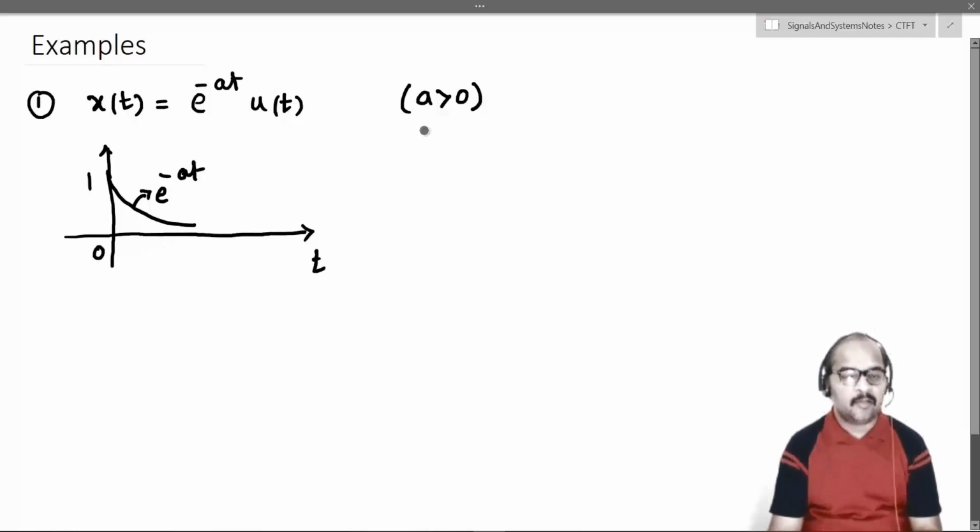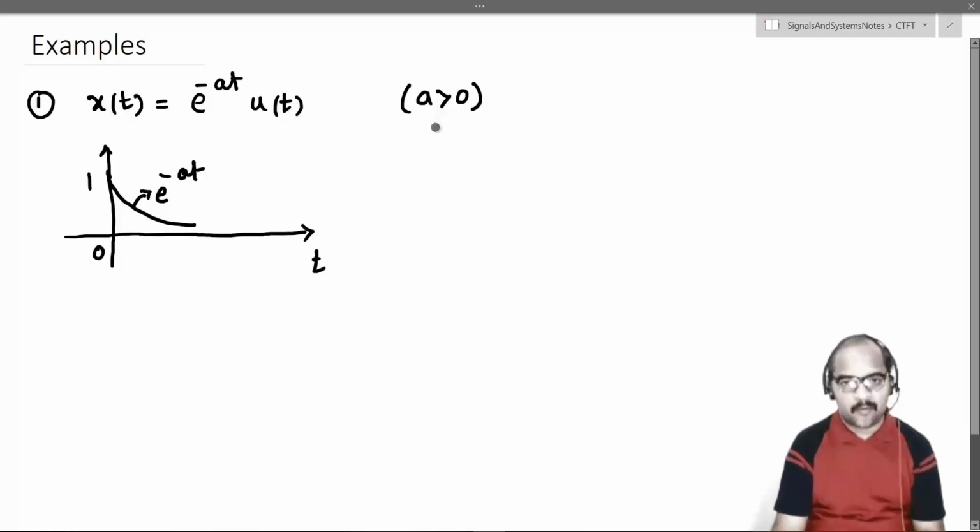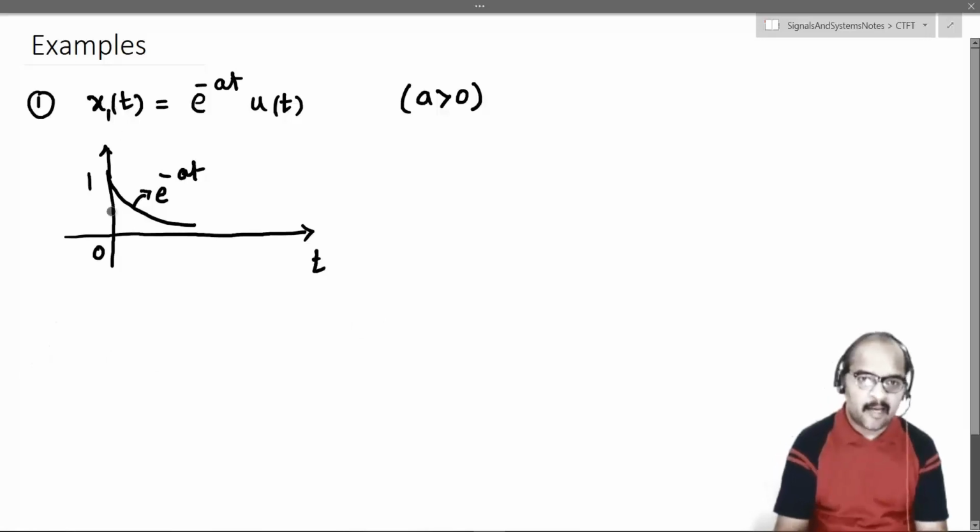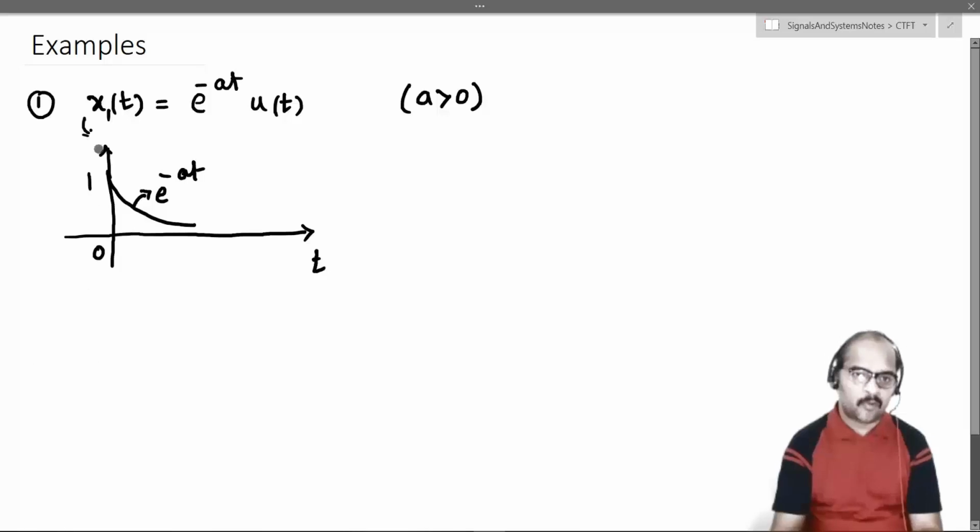So here I assumed that a is some real number. Okay, but a can be complex also. We'll take an example to show that. Okay, so let us try to find the Fourier transform of this signal. Let me call this x1 of t. Okay, and the corresponding plot is this.